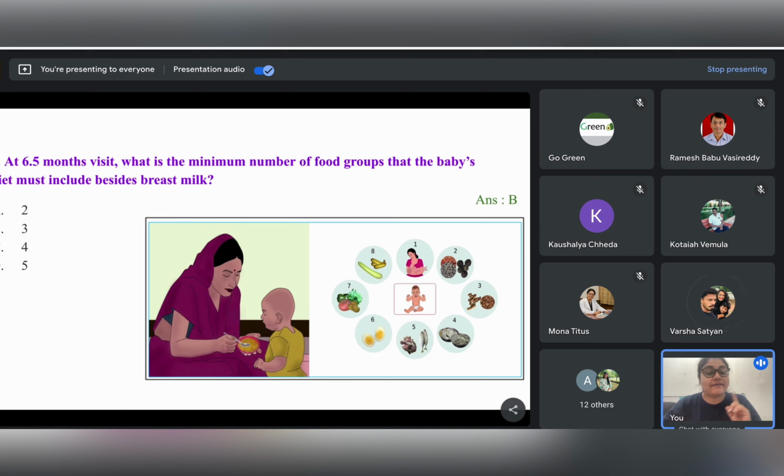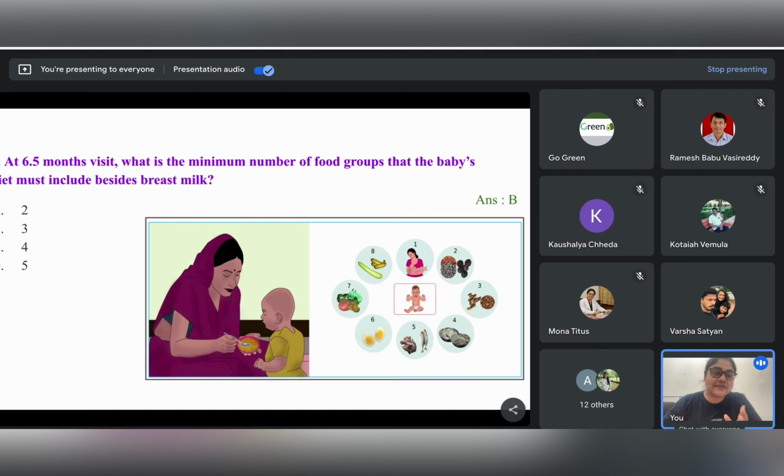So every 4th day, when you're starting complementary feeding, of course you should start with different food groups for the child, right? If you keep on feeding the same food, the child will get acclimatized to only that kind of food and will keep on eating that food only. So every 4 days you are introducing a new food group, right?